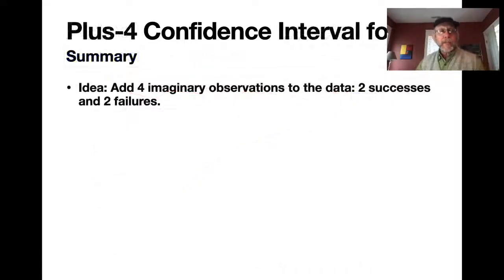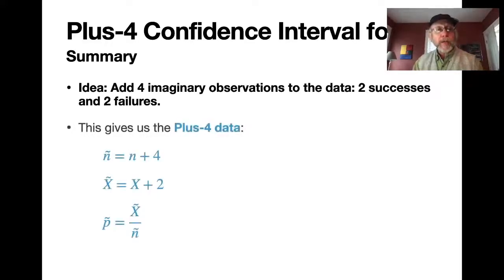So, what is the +4 method? Well, it's really simple, kind of almost amazingly simple. The correction happens in the following way. What we're going to do is add 4 imaginary observations to the existing data. So we'll add 4 new observations to the sample. 2 of these will be counted as successes, and 2 of them will be counted as failures.